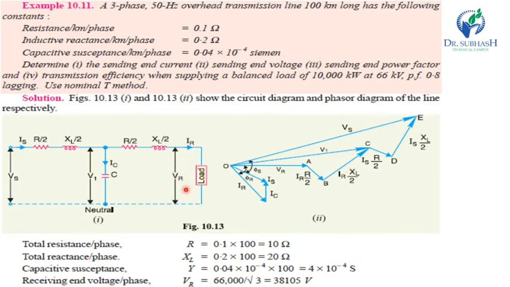First of all, we draw VR as a reference, and from VR with the angle phi R we draw the line IR. Parallel to IR we draw the line drop IR into R by 2. And at a 90 degree angle to current IR we draw the line IR into XL by 2. With both the drops plus the total voltage we draw the line V1.